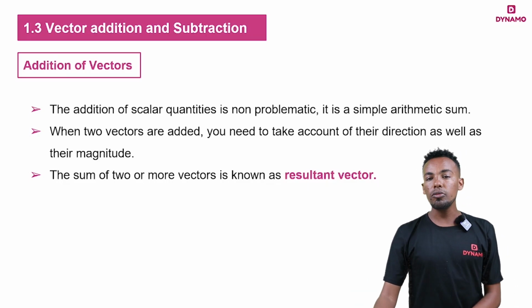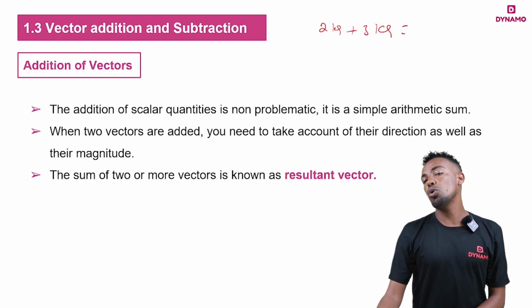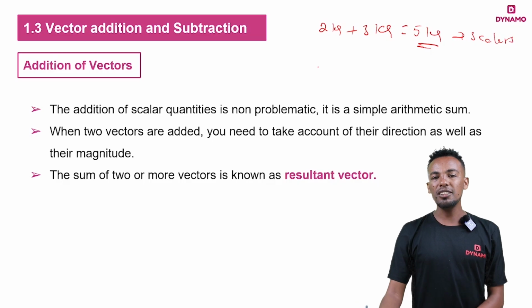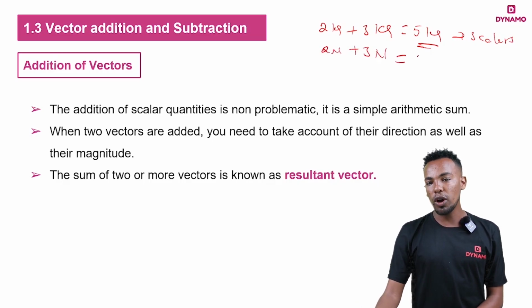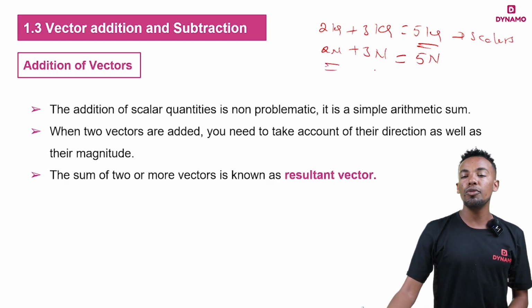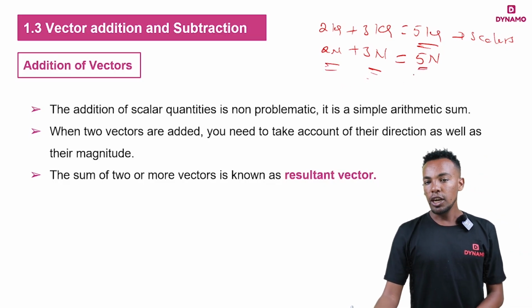For example, for scalars, 2 kilogram plus 3 kilogram is always how many? 5 kilogram. This is always true for scalar quantities. But 2 Newton plus 3 Newton is not always equal to 5 Newton, because these two forces depend on the direction. It can be 5, it can be more. This is 5 if they are in the same direction.